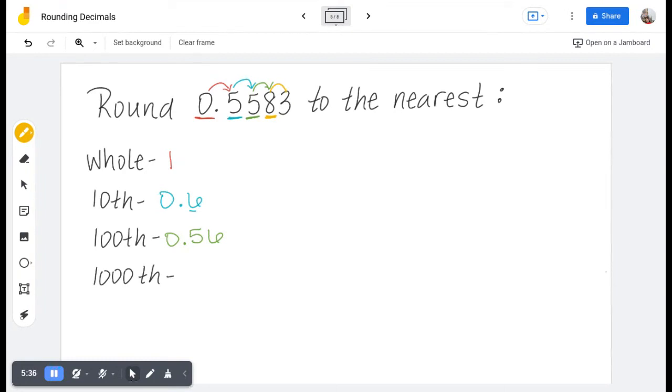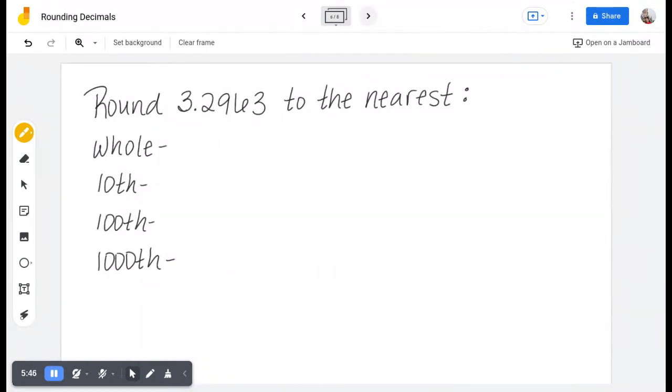It's an 8, look to the right, and it's a 3. 4 or less, let it rest. So 0.558. I have 2 more.